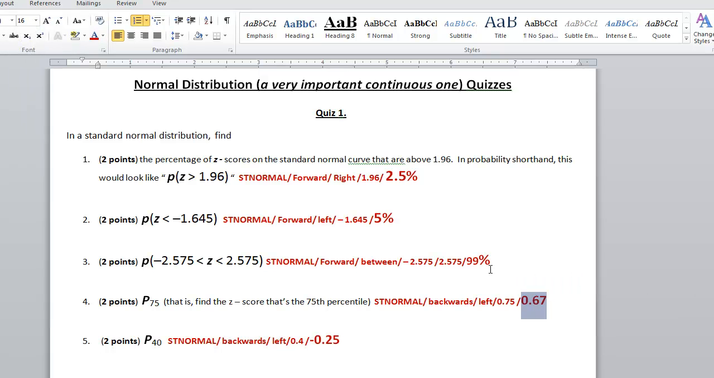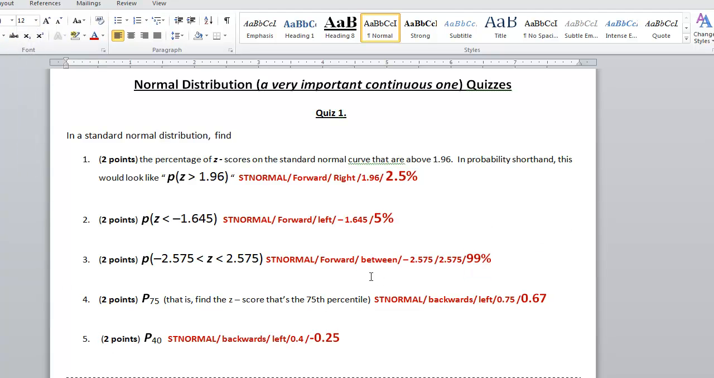So again, apologies for not being able to run the technology for you, but it's okay. You can run the technology yourself. So you're going for 2.5%, 5%, 99%, 0.67 standard deviations, and negative 0.25 standard deviations. All right. Hope that helped, and we'll see you in class.